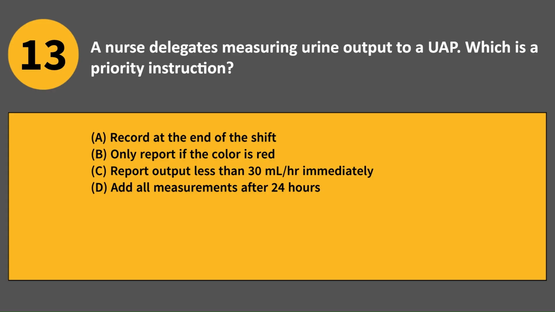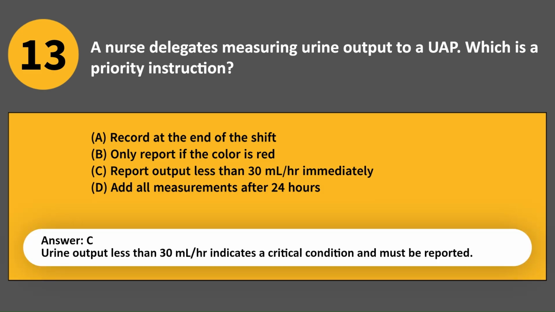Record at the end of the shift. B. Only report if the color is red. C. Report output less than 30 milliliters per hour immediately. D. Add all measurements after 24 hours. Answer: C. Urine output less than 30 milliliters per hour indicates a critical condition and must be reported.